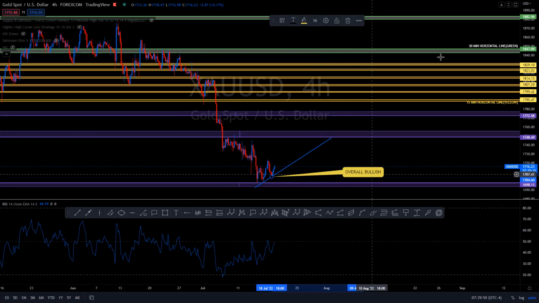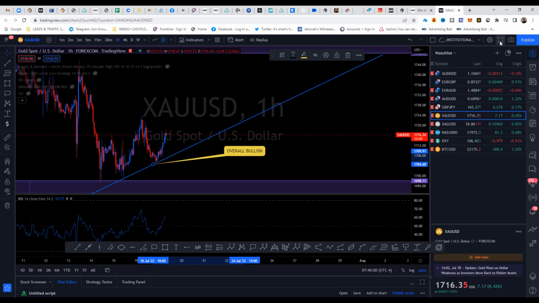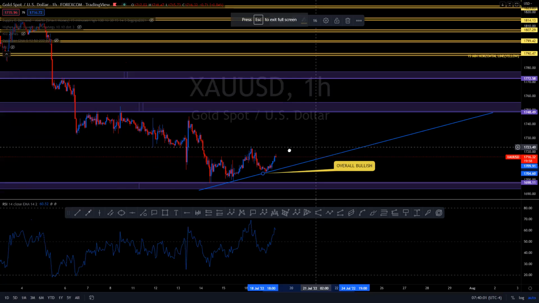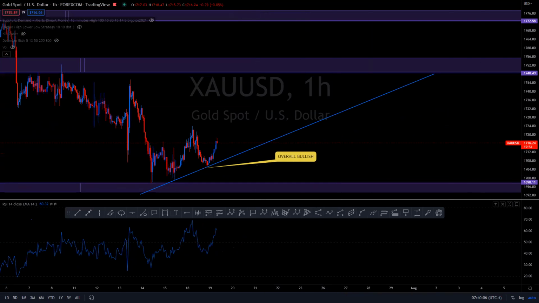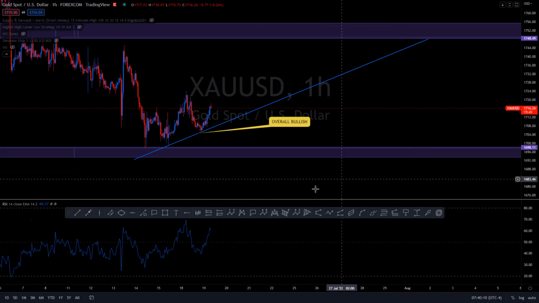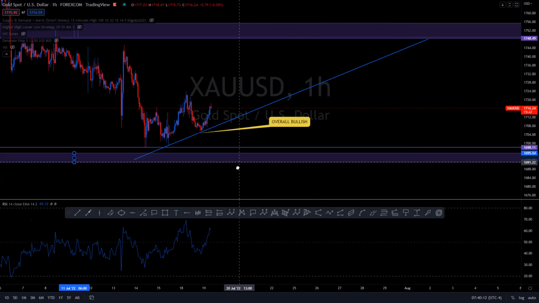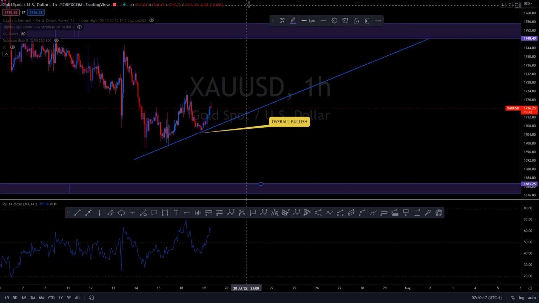So that's what's going on. Now we're going to switch over to the 1 hour. We can see that price is still going into a bullish motion here. Let me actually do this. There we go. I'm going to move this demand zone down here.